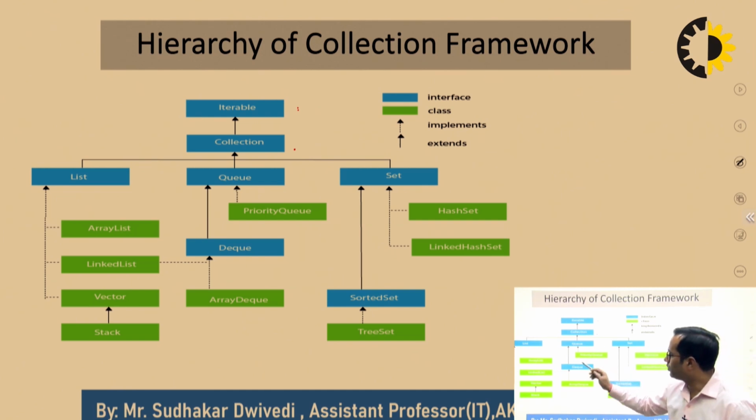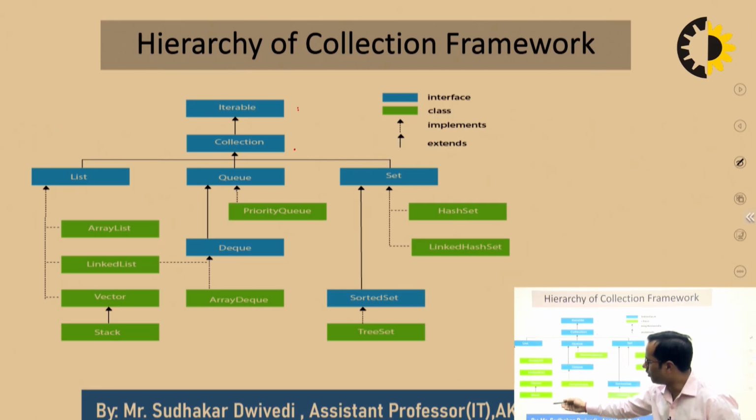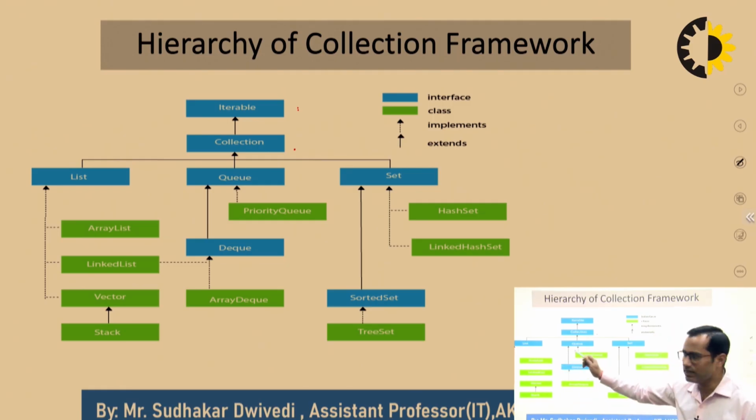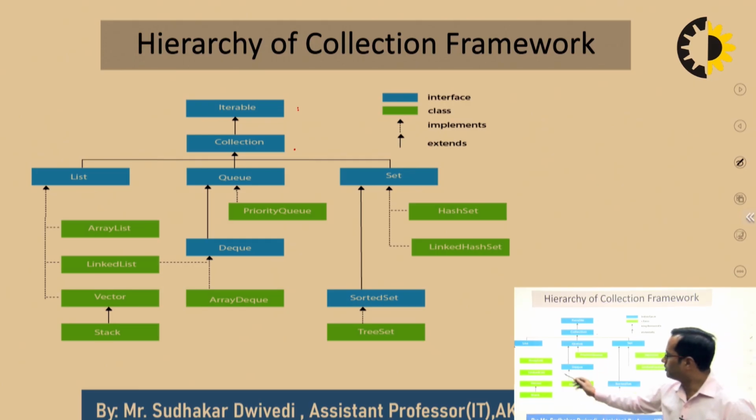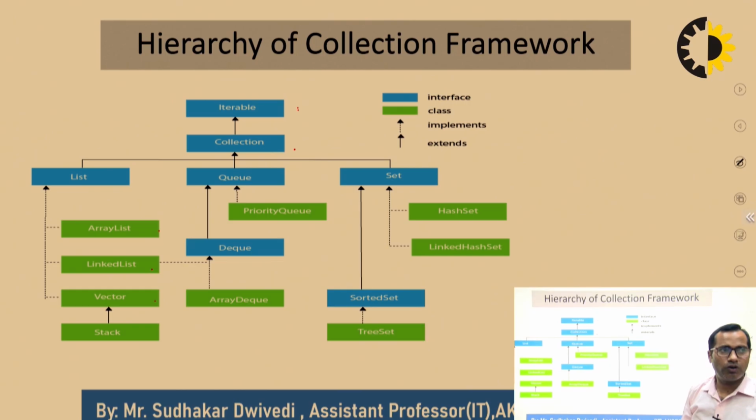So if we want to create a list, or a queue, or the set data structures, we have different sets of implementation classes by which we can implement them. That means if we want to create a list, we can use classes like ArrayList, LinkedList, Vector, or Stack to implement this list interface. So we can create the list by ArrayList or LinkedList or the Vector.